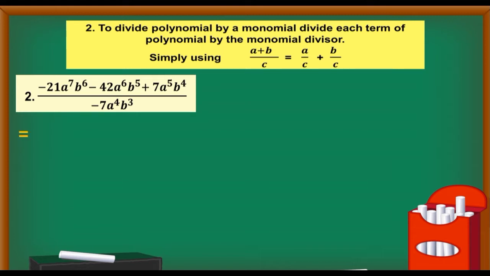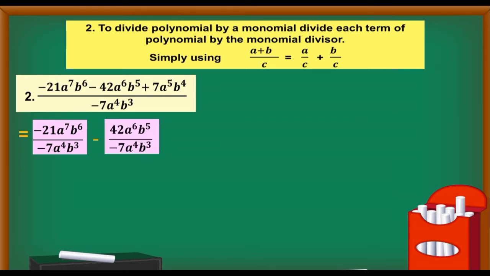If we observe, our divisor has a negative sign. So, it becomes negative 21a raised to 7, b raised to 6, divided by negative 7a raised to 4, b cube. Minus 42a raised to 6, b raised to 5, divided by negative 7a raised to 4, b cube. Plus 7a raised to 5, b raised to 4, divided by negative 7a raised to 4, b cube. We just separated them to make it easier to divide.